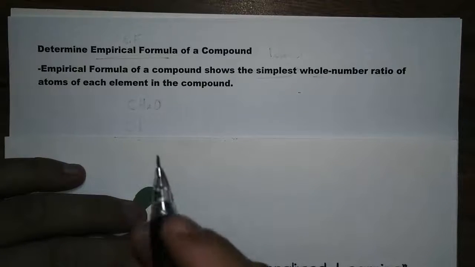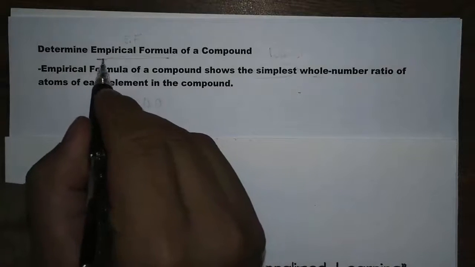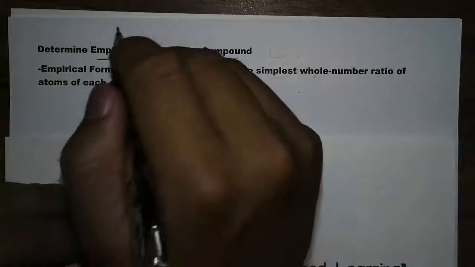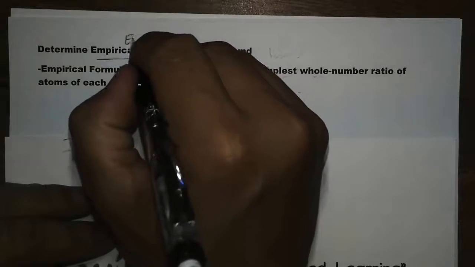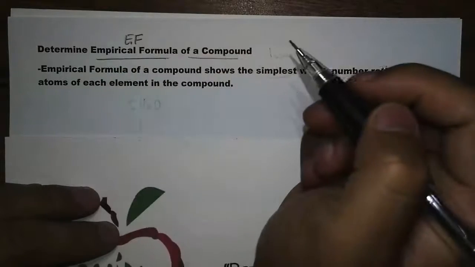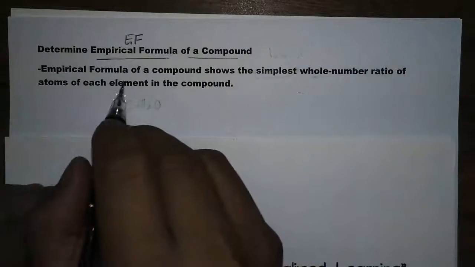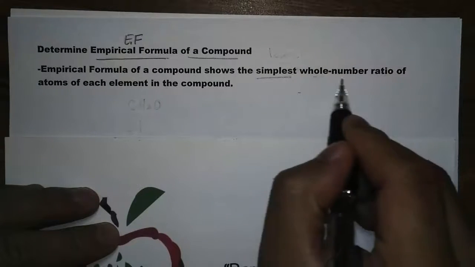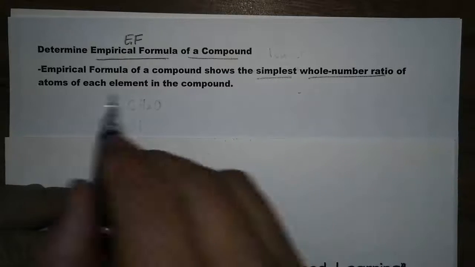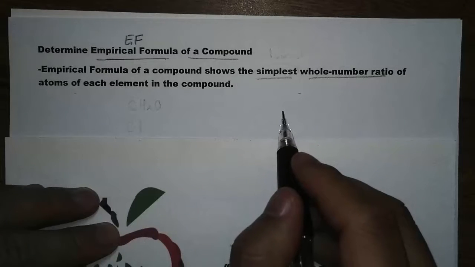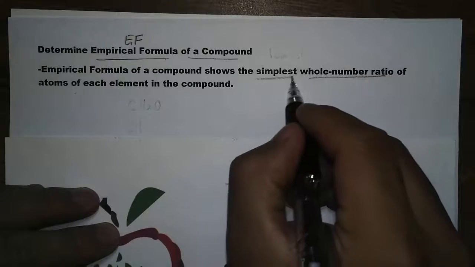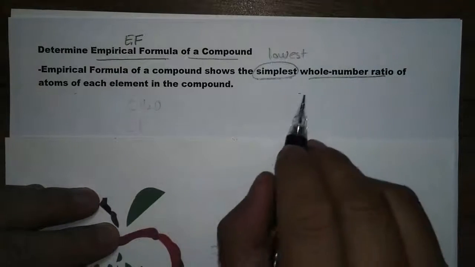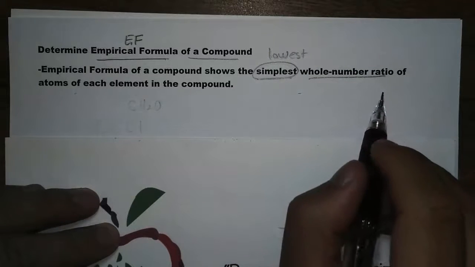In this lesson, we are going to learn how to determine the empirical formula of a compound. The abbreviation for empirical formula is EF. First of all, the empirical formula of a compound shows the simplest whole number ratios of atoms of each element in the compound. When we look at the word simplest, think of the word lowest. So what is the lowest whole number ratio of atoms?